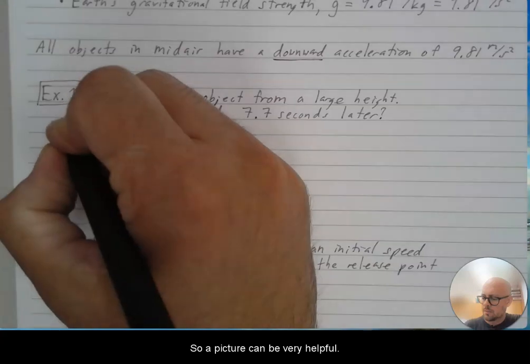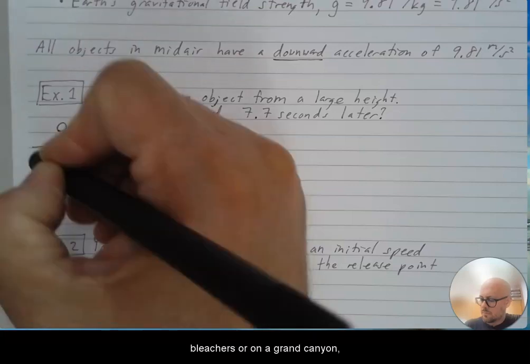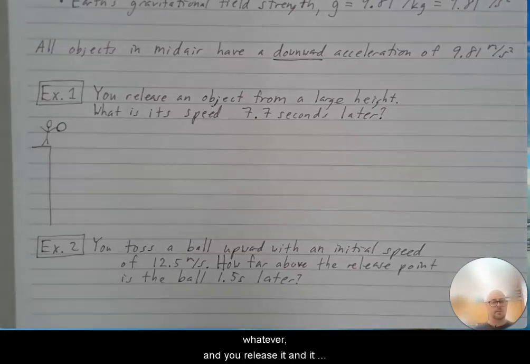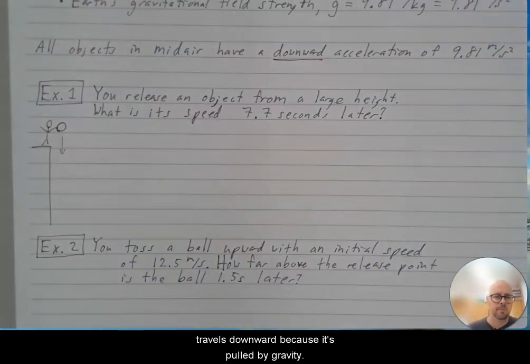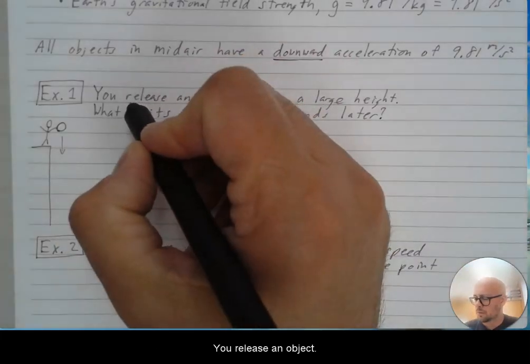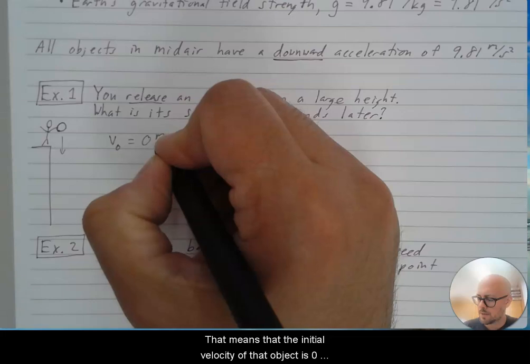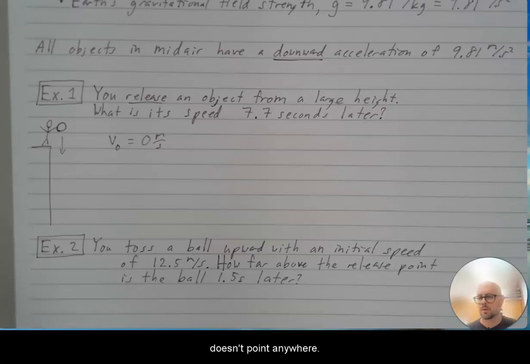So a picture can be very helpful. Maybe you're standing at the top of the bleachers or on the Grand Canyon, and you're going to throw a basketball off, whatever. And you release it, and it travels downward because it's pulled by gravity. Again, we talked in the last video about the language being important. You release an object. That means that the initial velocity of that object is 0 meters per second. Now, 0 doesn't have a direction. It has a magnitude of 0, and so it's a vector, but we don't know which way that vector points because it doesn't point anywhere.